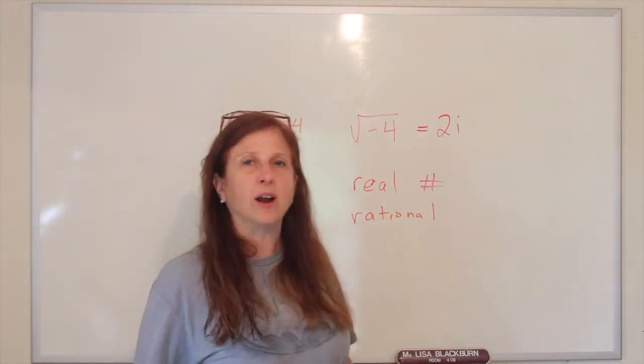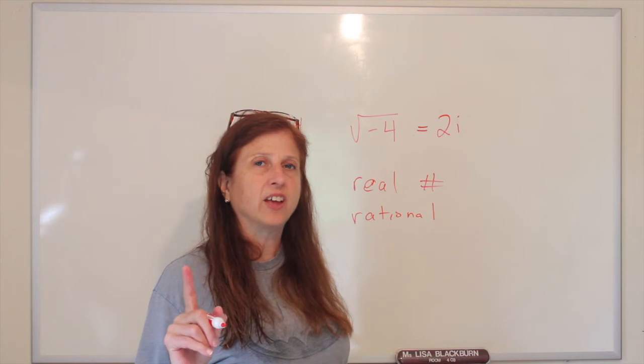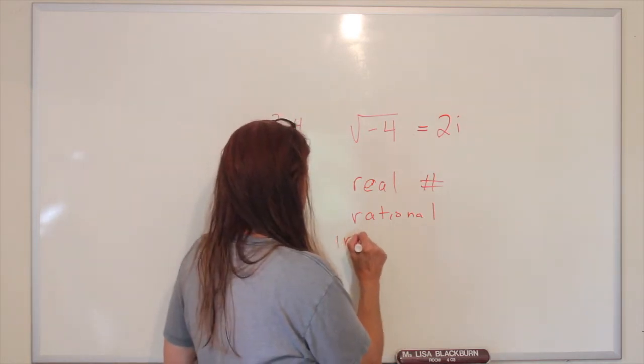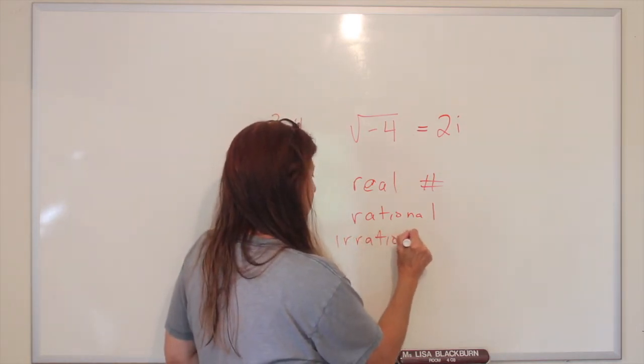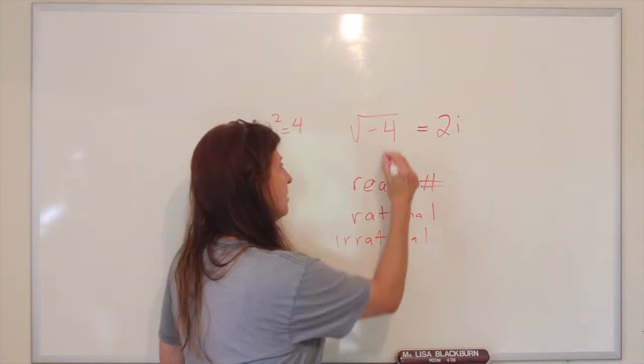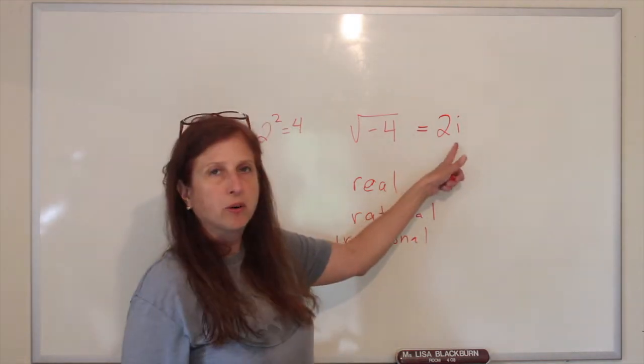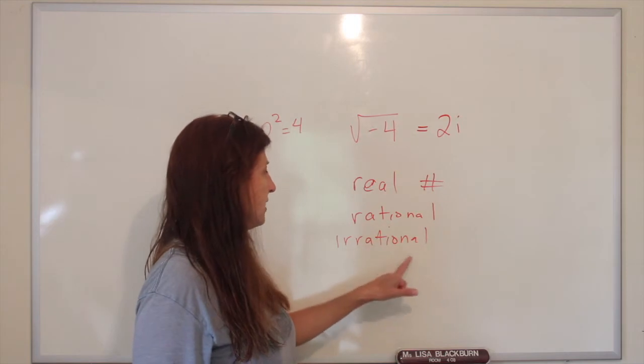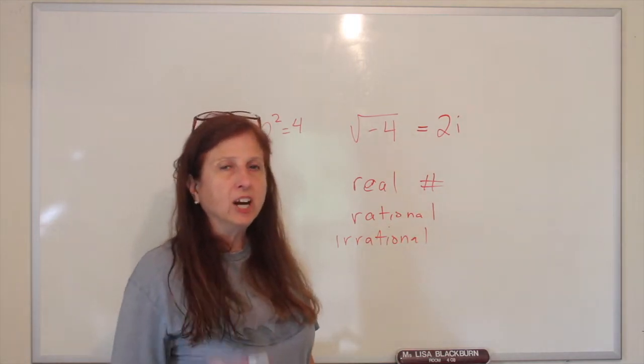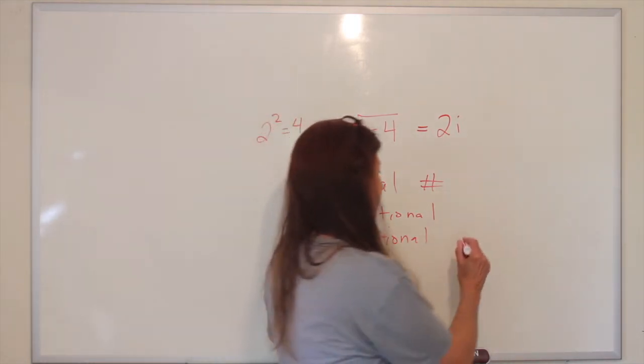And so what's the opposite of rational? I always have kids say unrational. It's irrational. So it's easier, just like it's easier to know what's real by knowing what's imaginary, it's easier to know what's rational by what's irrational. Irrational numbers are numbers like pi.